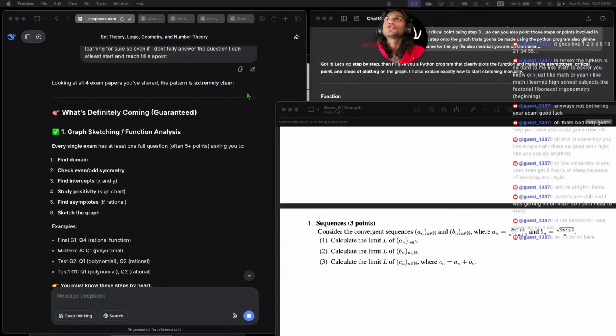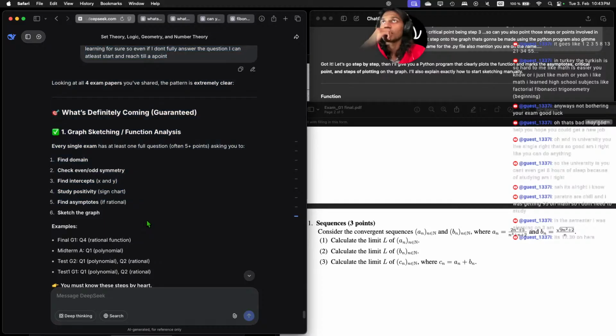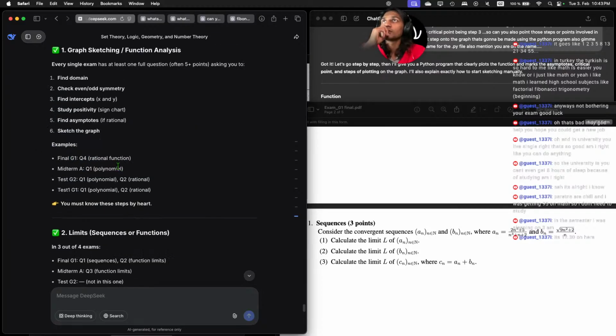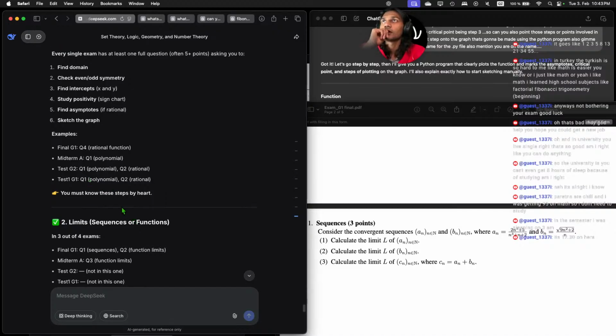The pattern is extremely clear. Graph sketching: find the domain, check even odd symmetry, find intercepts, study positivity, find asymptotes. These are going to come for sure. Examples G1, midterm Q1. You must know these steps by heart.